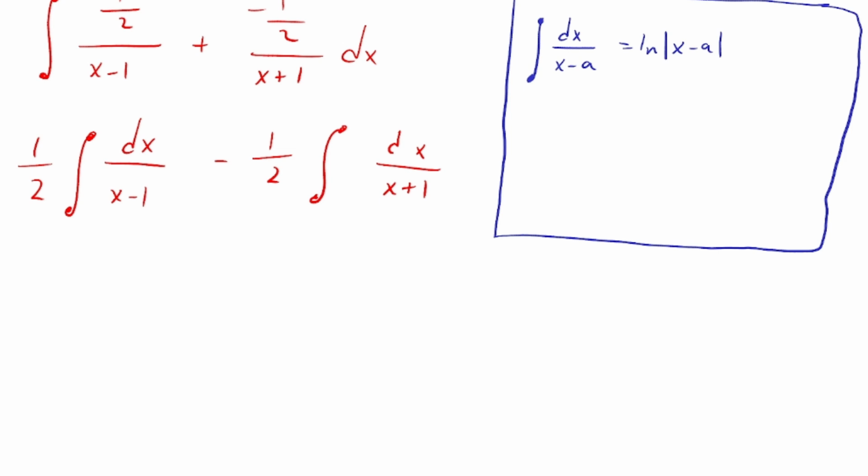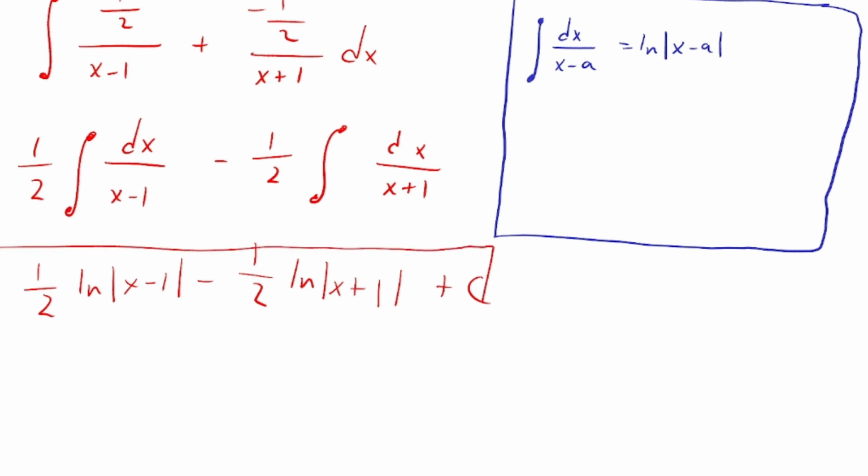So this is going to be equal to half natural log of the absolute value of x minus 1, minus half natural log of the absolute value of x plus 1, plus C. So this should be our final answer to this question.